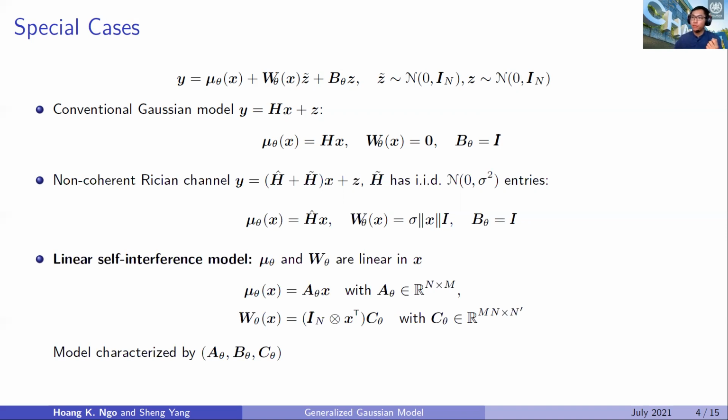Now we put an emphasis on a submodel of the generalized Gaussian model, which is called a linear self-interference model, where both the mean mu and the matrix W are linear functions of the input X. The mean mu is given by the product of a given matrix A and the input. The matrix W is given by the Kronecker product of an identity matrix and the transpose of the input, and this is multiplied with the matrix C. So in this case, the model is characterized by three matrices: A, B, and C.